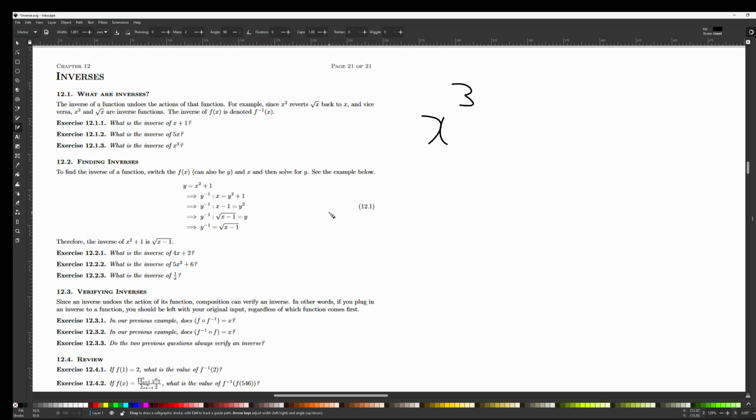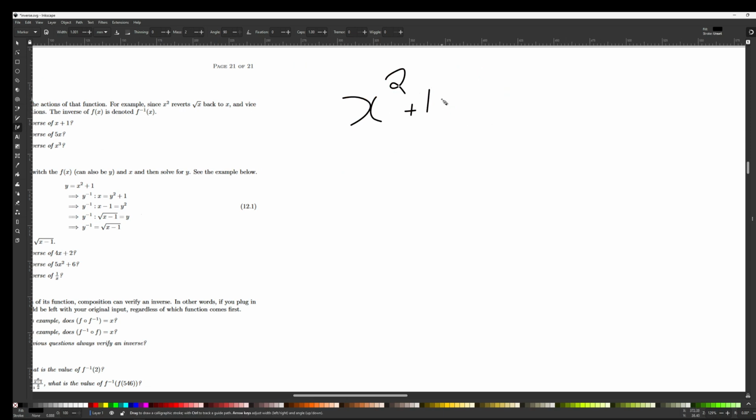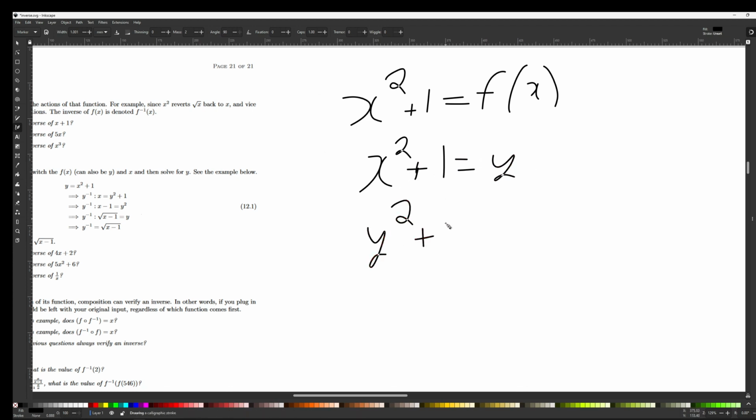Okay, so now if we're finding inverses algebraically, let's take our example, x squared plus 1. And let's say that's equal to f of x. How do we find the inverse? First, let's replace f of x with just y, since that's easier to work with. x squared plus 1 is equal to y. And this is a crucial step. We're going to switch the x and the y. So we're going to have y squared plus 1 is equal to x. And what we're going to do now is solve for y.